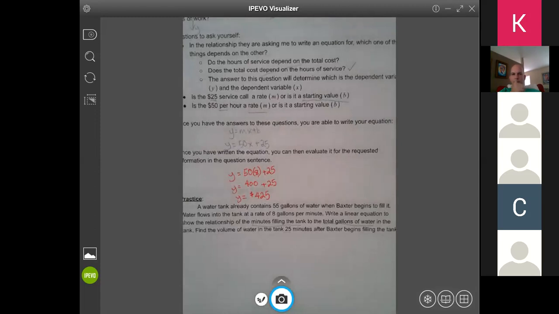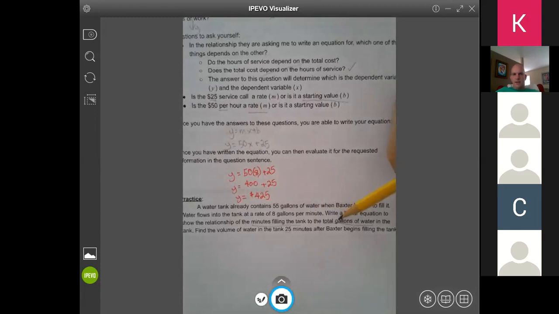Which one of those things, minutes filling the tank or gallons of water, depends on the other one? What I wrote is y equals 8x plus 55. Okay, which one does Y represent, the minutes or the total gallons? Gallons. Okay, and how do we know that X represents minutes then?